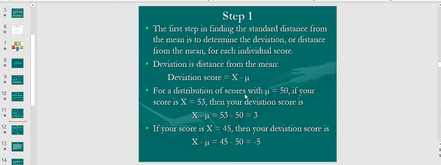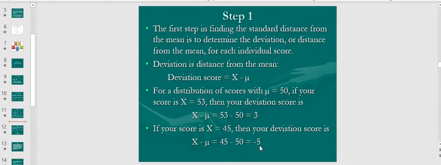From the distribution of the scores with mu equal to 50, if our score is x equal to 53, then our deviation score is 3. If our score x is equal to 45, then the deviation score is minus 5.